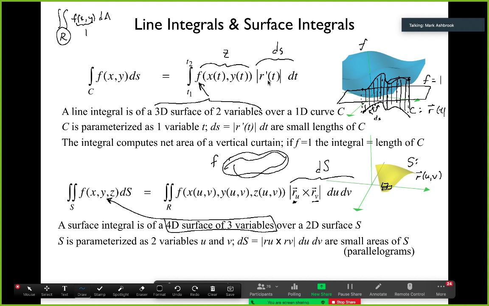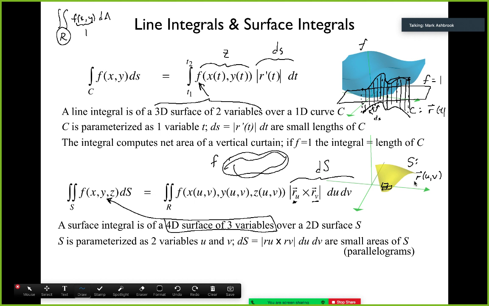And notice, so this was the derivative. This is r prime of t. These are the partial derivatives of r. So now we have two derivatives of our surface parameterization. And we do the cross product of those.